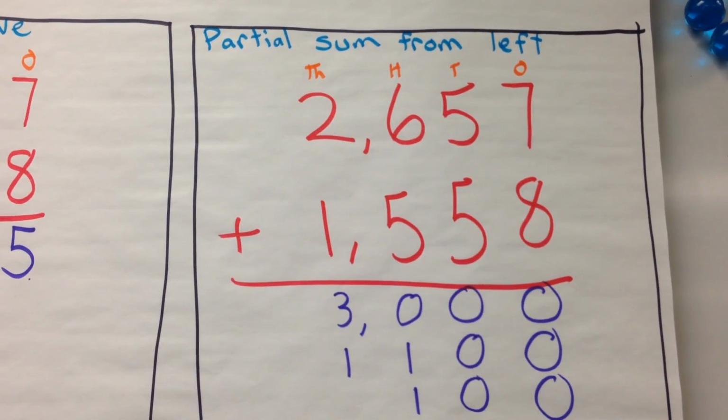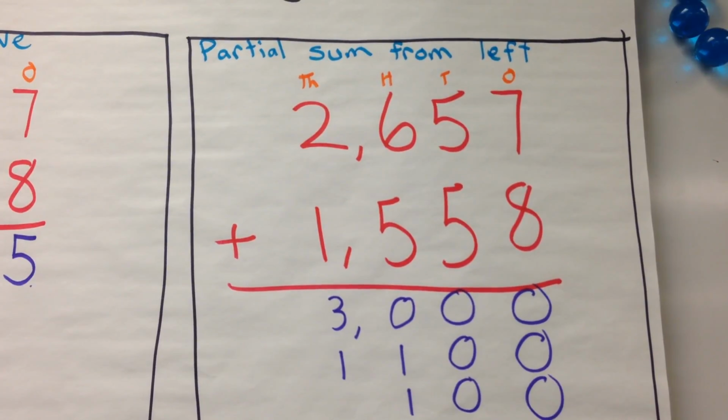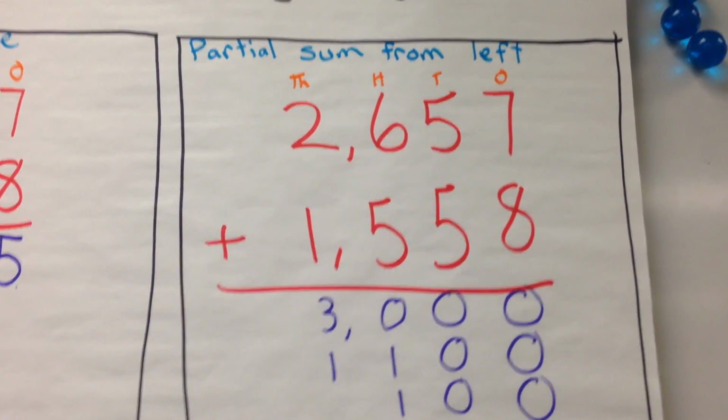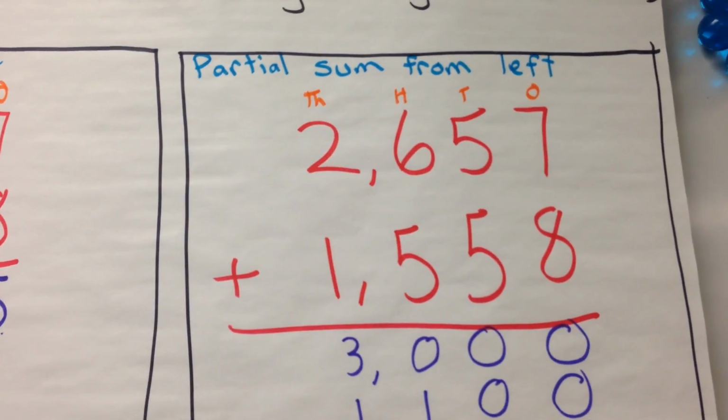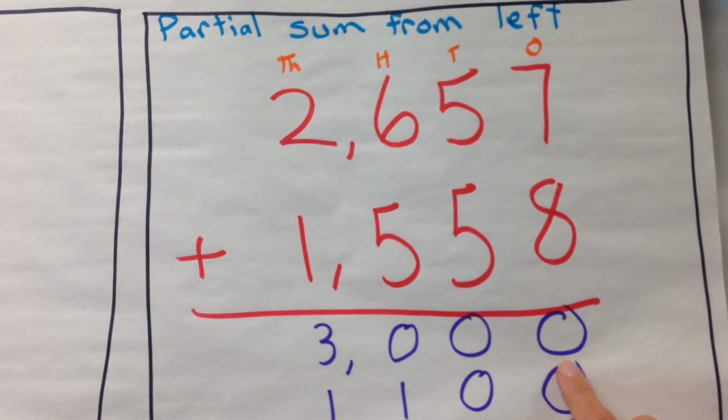The last strategy that we talked about was partial sums from the left. You're doing the same exact thing as partial sums from the right. You're just starting in the thousands place. So if we're starting in the thousands place here, we have 2000 plus 1000 equals 3000.